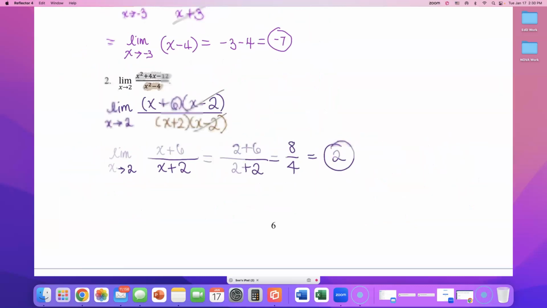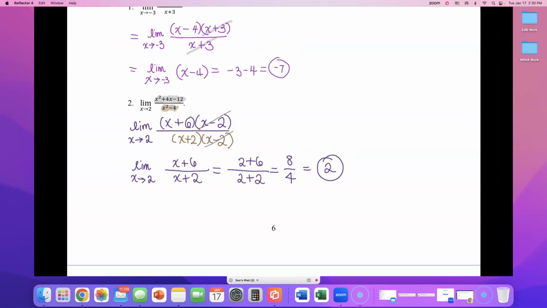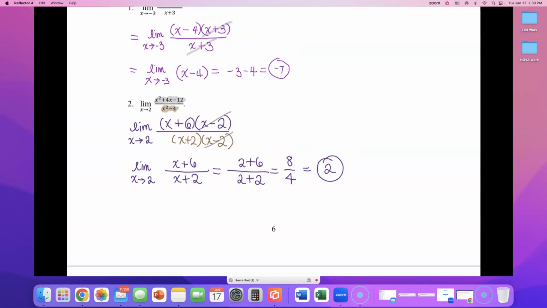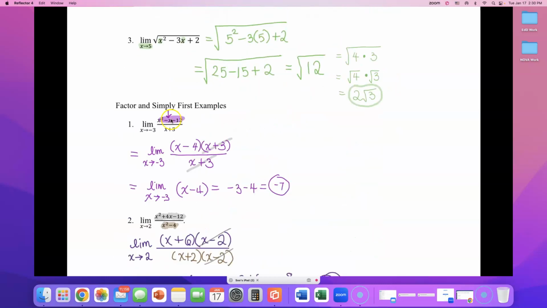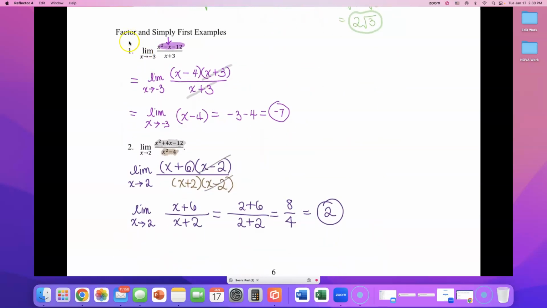So we went over two different methods of evaluating limits algebraically in this video. First method was just plug it in, direct substitution. But if that doesn't work and give you 0 over 0, you will want to factor and simplify first.